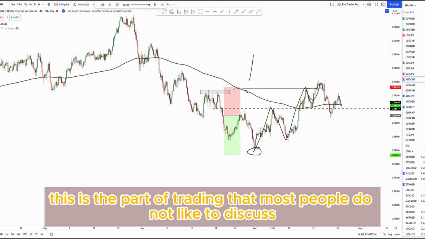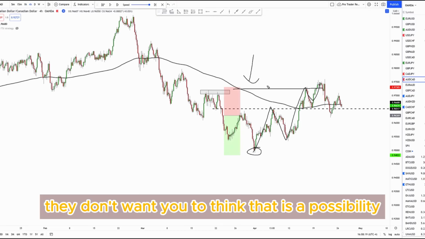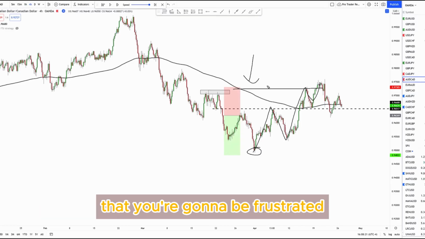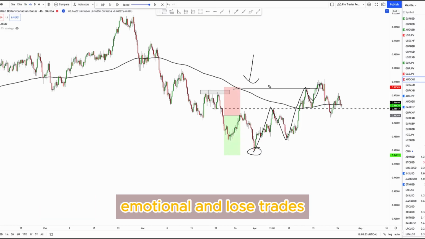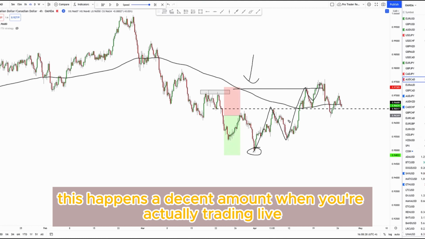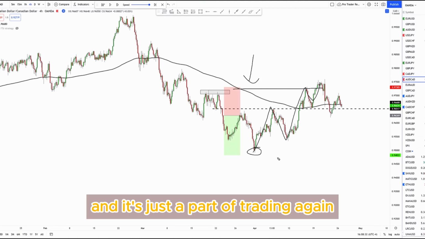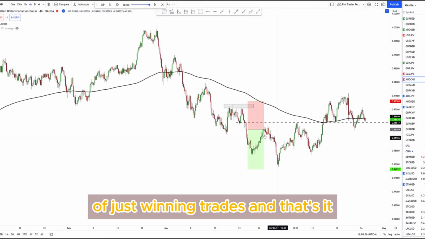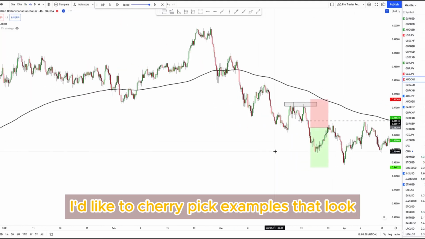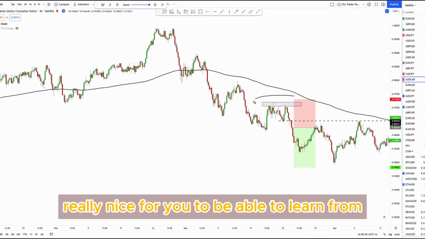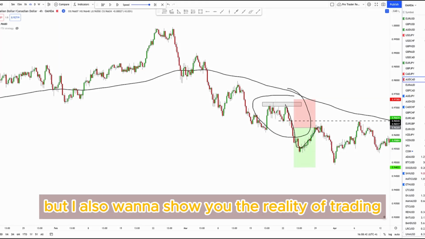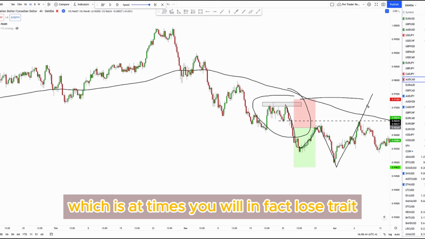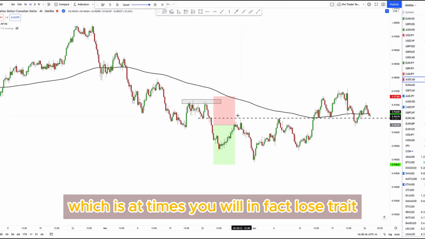Now this is the part of trading that most people do not like to discuss for whatever reason. They don't want you to think that there's a possibility that you're going to be frustrated, emotional, and lose trades. This happens a decent amount when you're actually trading live. And it's just a part of trading. Again, I don't want to cherry pick the best examples possible of just winning trades and that's it. I'd like to cherry pick examples that look really nice for you to be able to learn from, but I also want to show you the reality of trading, which is at times you will, in fact, lose trades.